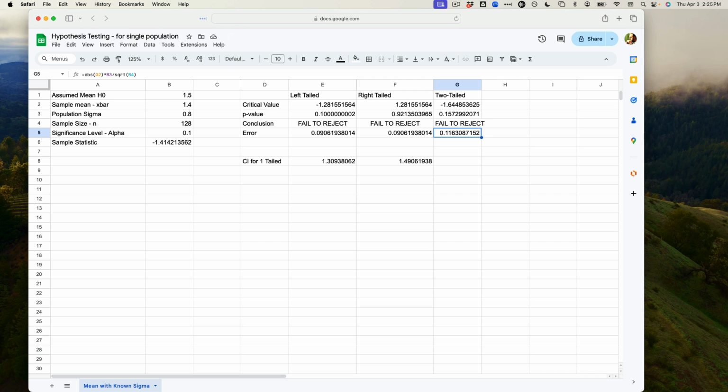Okay, so that gives me 0.1163 for the error. And then I can create here a confidence interval for a two-tailed test. Here I had mu plus or minus this error. Here I'm going to have mu.